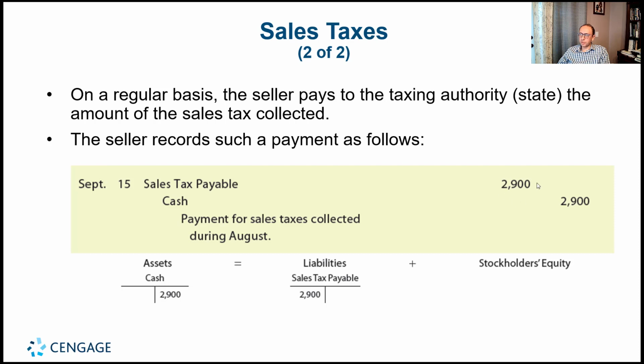So we record it for $2,900. The $2,900 here is the amount of all the sales tax collected during the month, or maybe a quarter, which is 3 months. And then we credit cash for the $2,900. So now you can see here, cash is going down, and also the liability is going down.